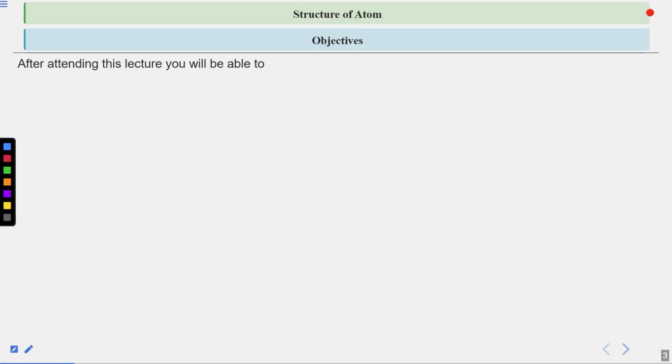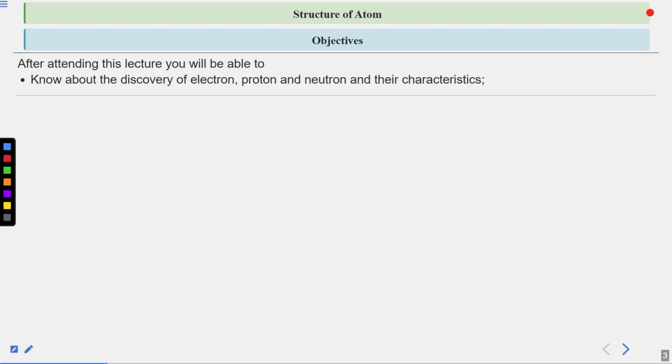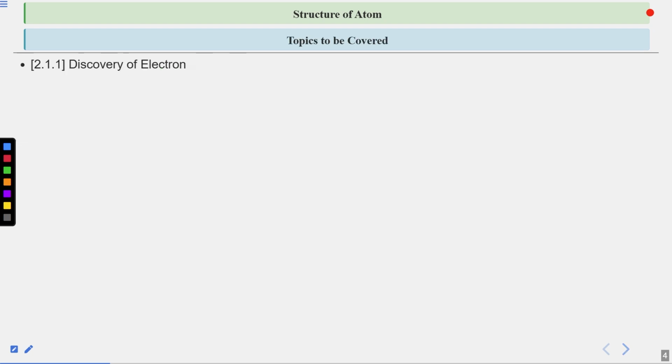In this class, our objective would be to know about the discovery of electron, the discovery of proton, and the discovery of neutron. Plus, we will see their characteristics as well. If I specify the topics, then the first would be discovery of electron, then about proton, which is in the NCERT section 2.1.4. Then the section 2.1.4 is also covering the discovery of neutron.